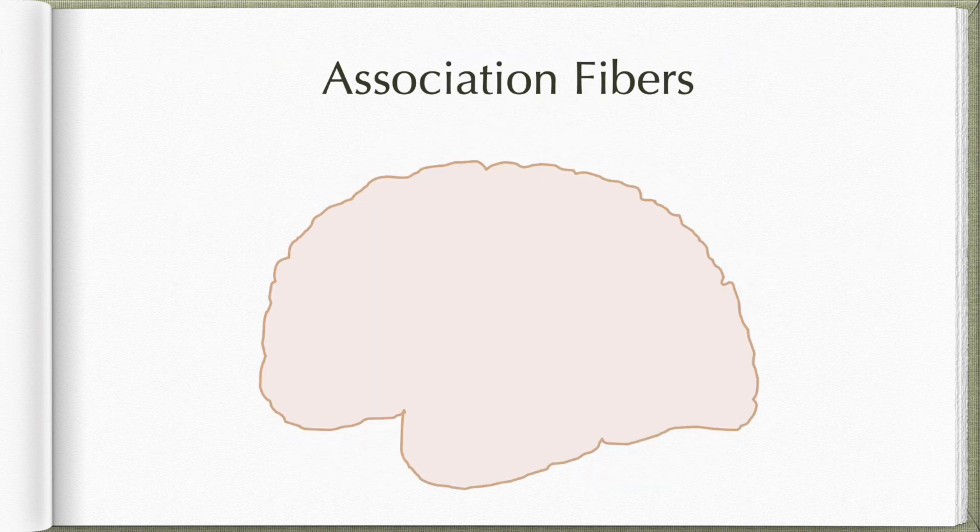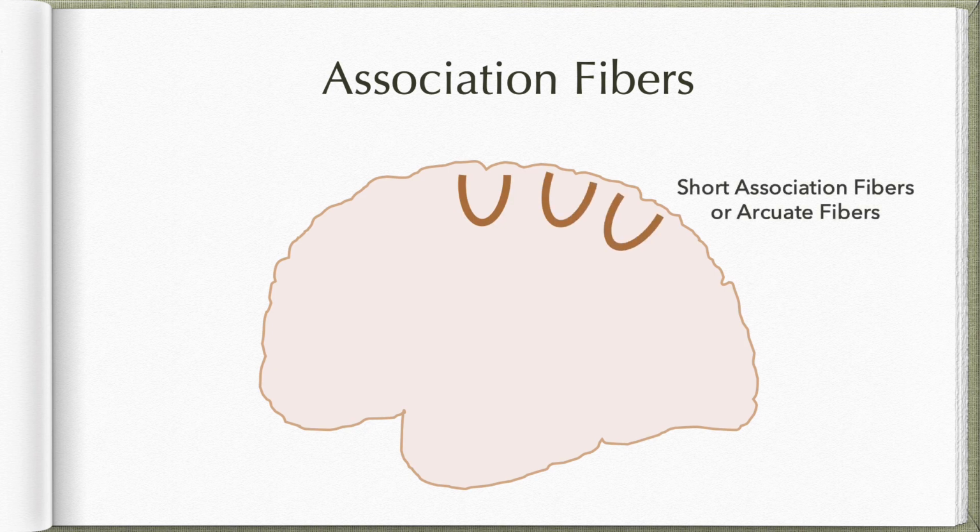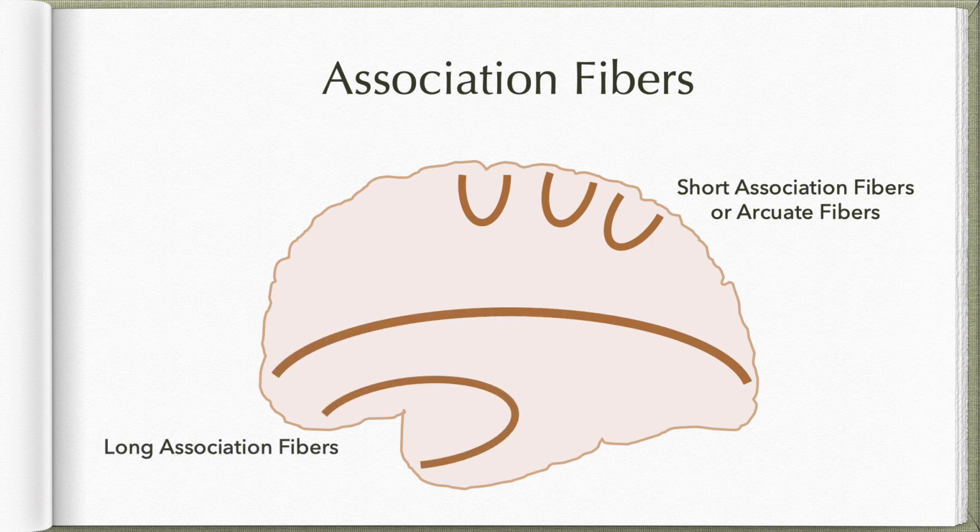Now coming to the association fibers, they are classified as short association fibers, or otherwise known as arcuate fibers. These connect adjacent gyri, that is precentral gyrus connected with postcentral gyrus, or precentral gyrus connected with the premotor area. So those are the short association fibers, or otherwise known as arcuate fibers. Then we have long association fibers, which connect areas which are away from each other within the same cerebral hemisphere. That is frontal lobe connected with the occipital lobe, or frontal lobe connected with the temporal lobe. These are the long association fiber bundles.